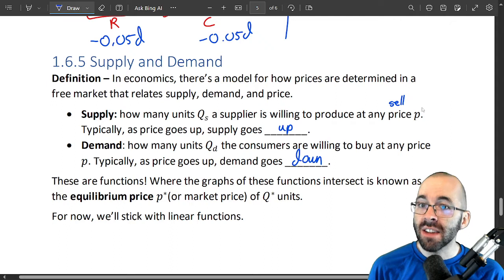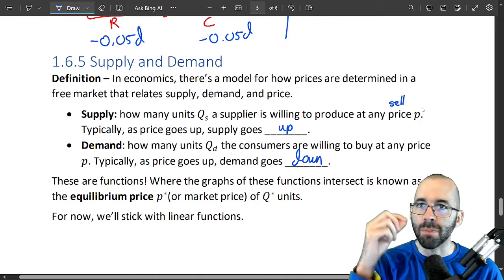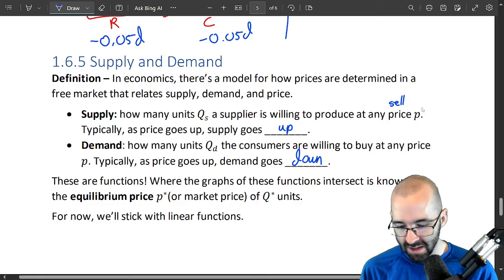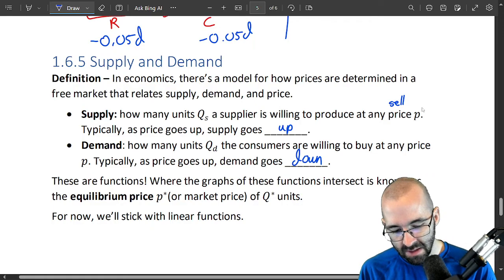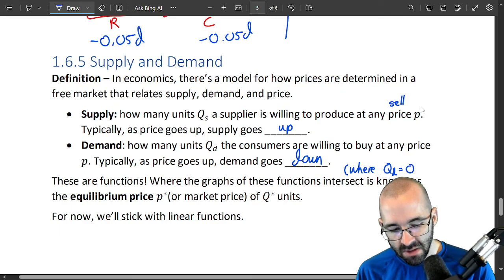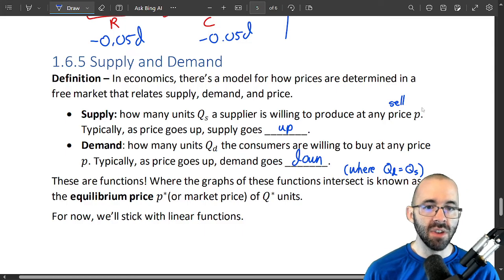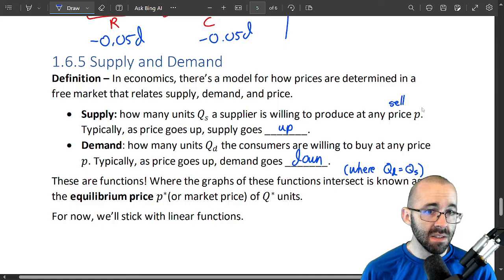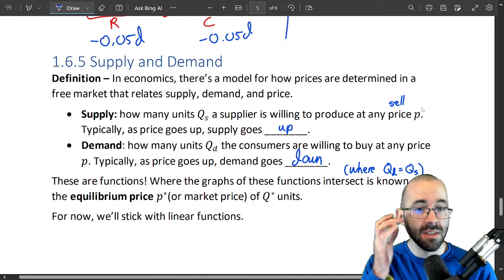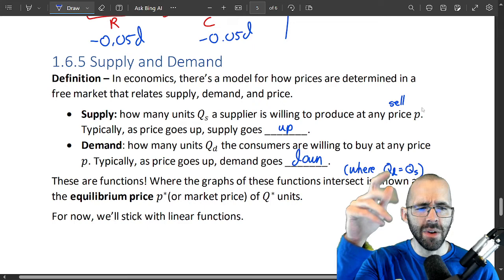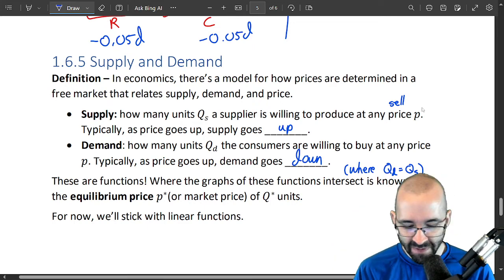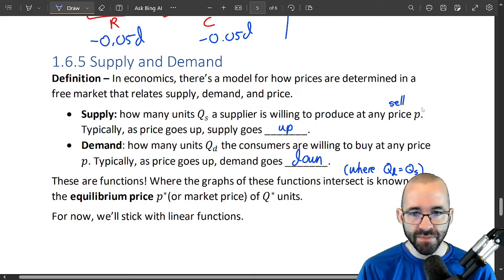Where those functions intersect, the price point where supply is equal to demand, is the equilibrium price. Again, where demand equals supply, that's the equilibrium price P star. It's also known as the market price. And the market price is producing Q star units. So we have the star, the asterisk, as a superscript when we're at that equilibrium price.